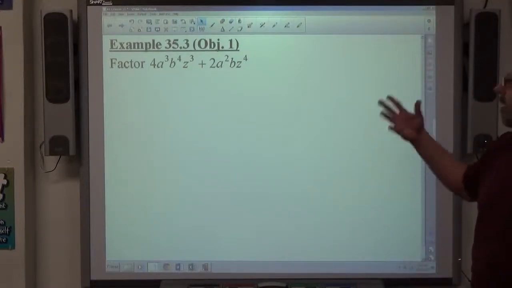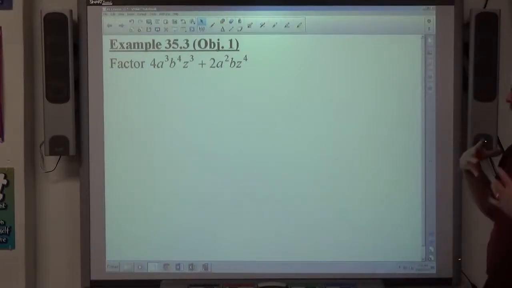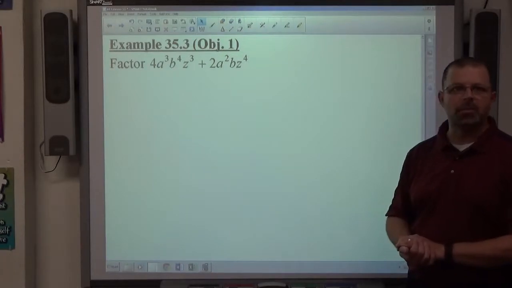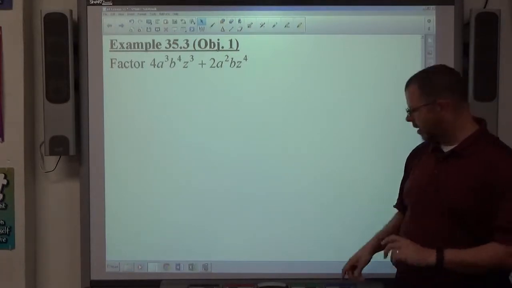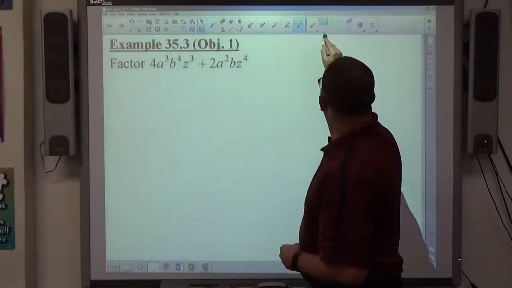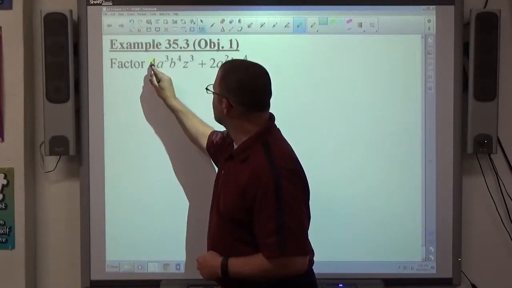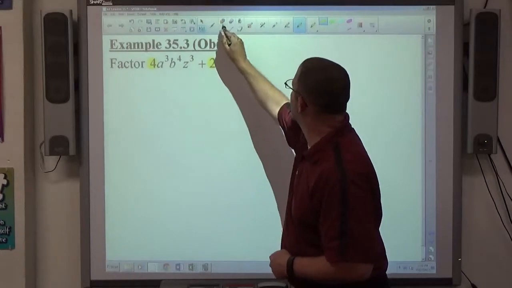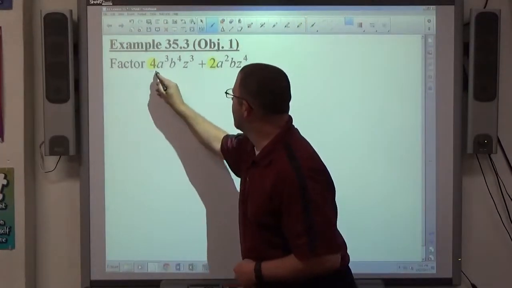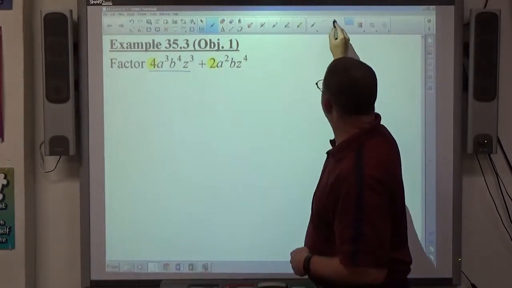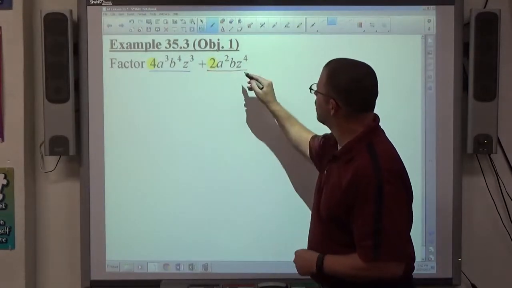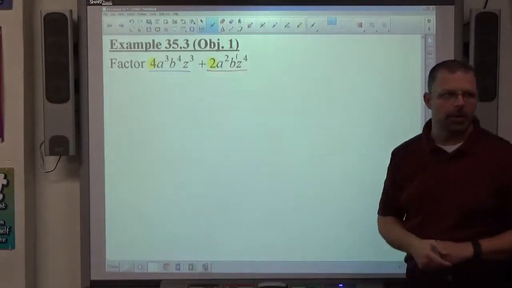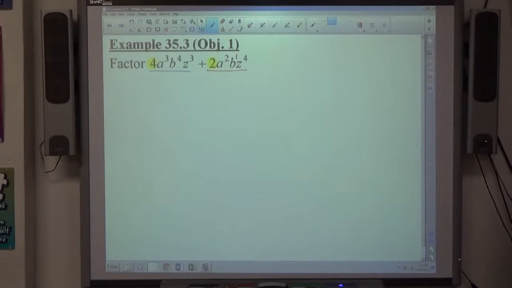Example 3, we're getting back to one with numbers and letters in it. And again, how much work do I have to show to find the greatest common factor? Hopefully not much. Let me just focus on the numbers first. We got 4 and 2. Obviously we have two terms. Term number 1, 4a cubed b to the 4th z cubed. Term 2 is 2a squared b z to the 4th, and b is the first power if we want to get really specific about this.